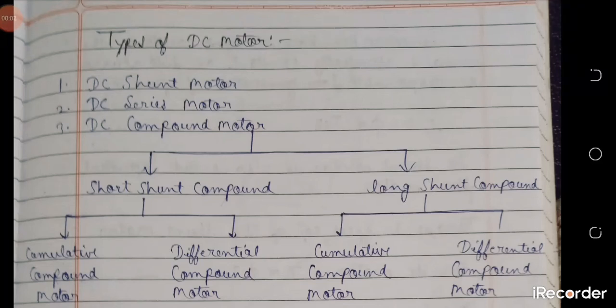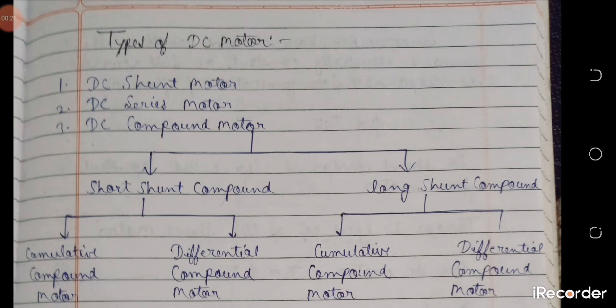Hello friends, today we will talk about DC motor. DC motor has three types: DC shunt motor, DC series motor and DC compound motor. DC compound motor has two types: short shunt compound and long shunt compound.